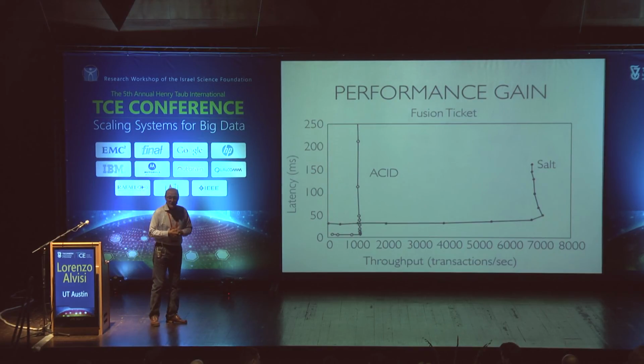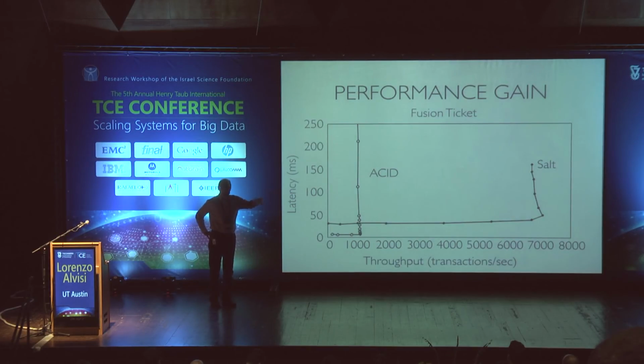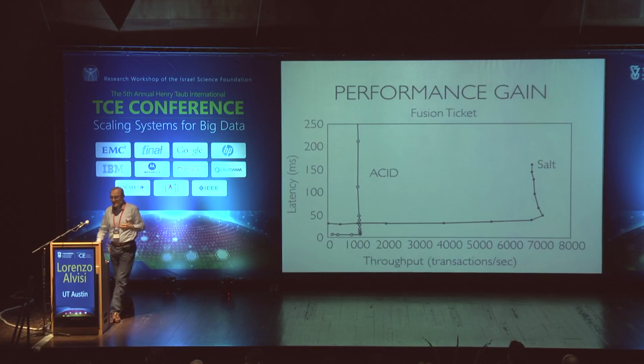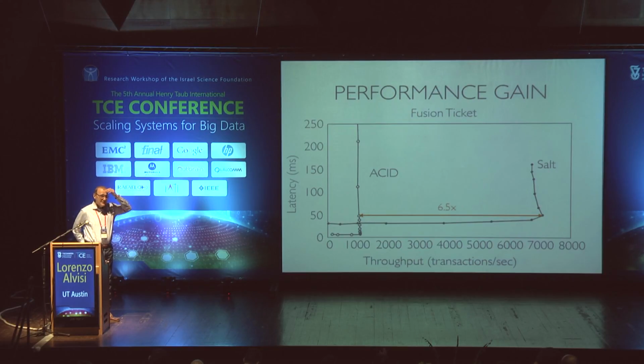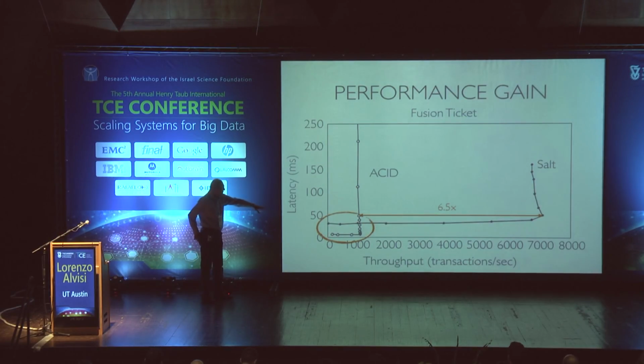This is a latency throughput graph that shows you that ACID bottoms out when it comes to throughput at slightly more than 1,000 transactions per second, while as you can see, SALT doesn't bottom out until something like 7,000 transactions per second. So you have something like a 6.5 factor in terms of additional throughput that SALT is able to provide. One thing that you may notice here is that when there is no contention, the latency that SALT experiences is actually higher than the latency that traditional ACID experiences.